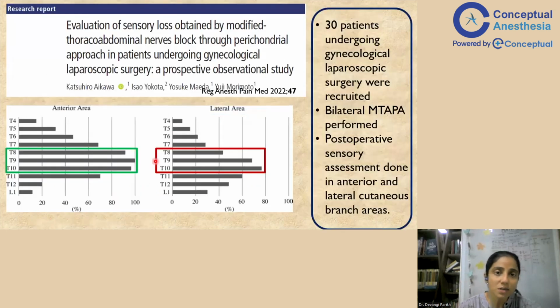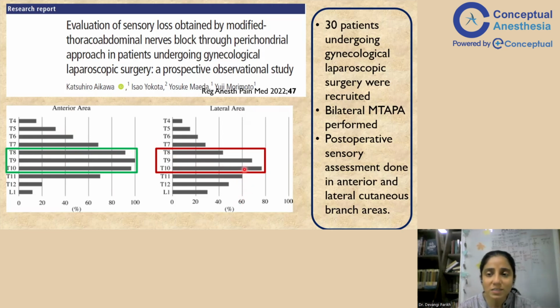And then there was one more study which was done in laparoscopic gynec surgery. All right. There, bilateral mTAPA block was performed because it was a laparoscopic surgery, and 30 patients were evaluated. Post-operatively, a sensory assessment was done in the anterior cutaneous nerve area and the lateral. Anterior means near the midline and lateral means near the anterior axillary line. What the authors found was that in the anterior cutaneous areas, 100% of the patients had blockade in the T8, T9, and T10 area, whereas in T6, T7, only 40 to 60%. Whereas in the lateral abdominal wall, T8, T9, T10 was blocked in only 60% of the patients.